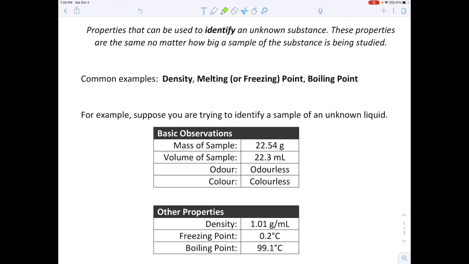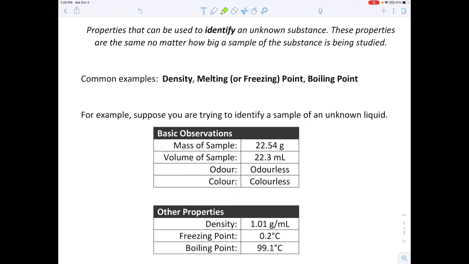I detected the odor and said it's odorless. I looked at the color and said it's colorless. Well, those are nice things to observe, and they can help provide evidence to identify something, but those are not characteristic properties either. The odor might be a little bit different with a tiny, tiny sample versus a large sample, and similarly the color may not be the same either. So those are not characteristic properties.